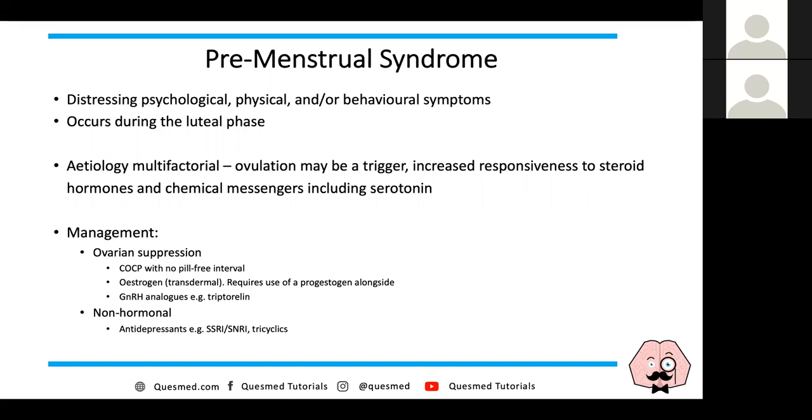So the management of PMS is to reduce or suppress ovulation to remove that trigger. This is safely achieved usually by using the combined oral contraceptive pill. We would use that with no pill-free interval, because using it continuously with no pill-free interval is the most reliable way of suppressing ovulation.